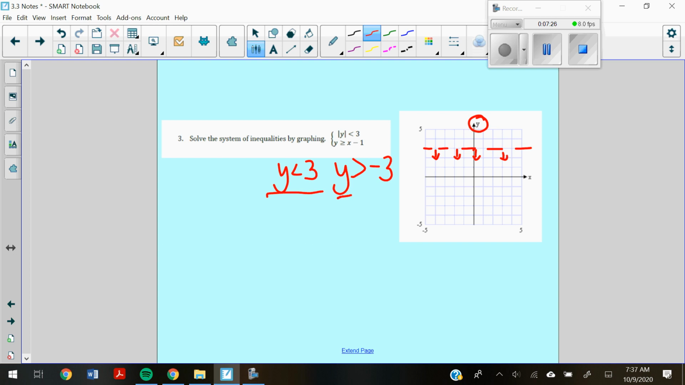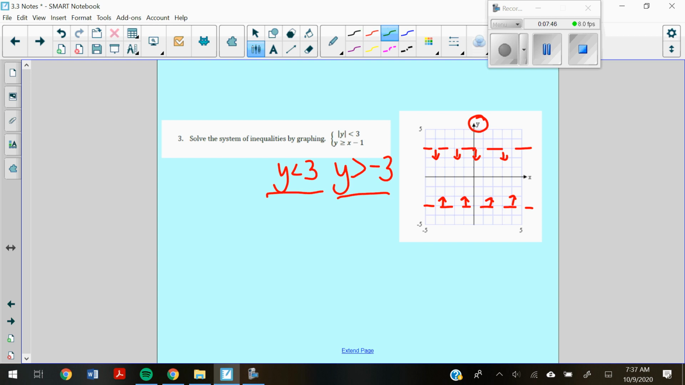Okay, now we're going to do y is greater than -3. So I count down 3, and it's a dotted line because it's not equal to. And it's a greater than symbol, so I'm going to shade above my line. So I just have those arrows in so I'm not overwhelming it.